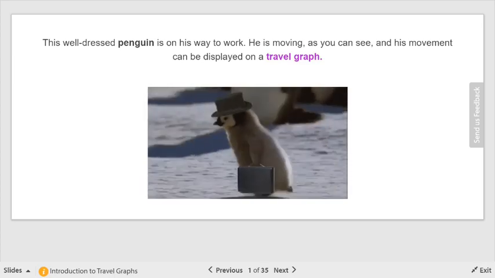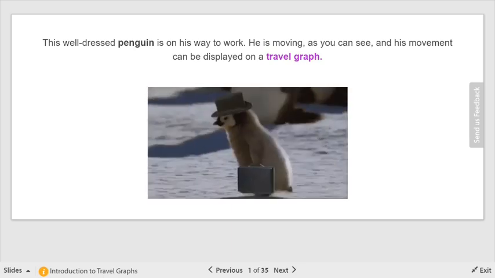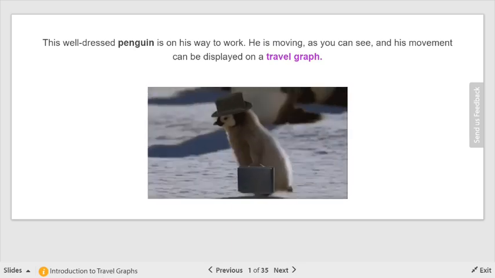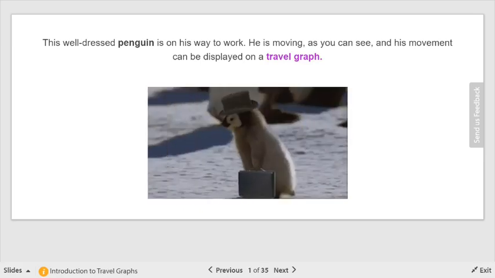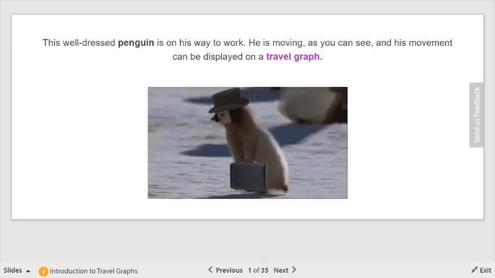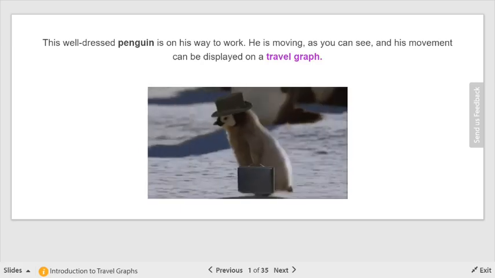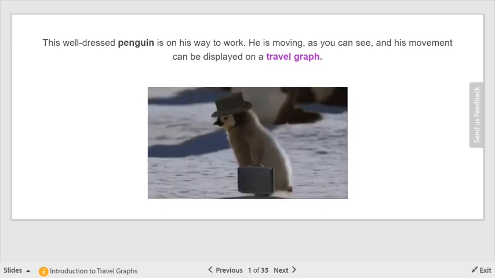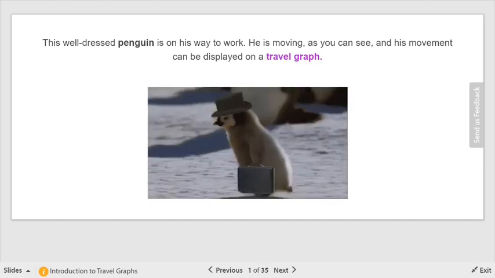As it's moving, the movements that you take when you're traveling somewhere can be displayed on what's called a travel graph. Do you think these kinds of graphs are always going to be linear, which means a straight line? No. If it were linear, that means you went at exactly the same speed the whole time. Usually they're going to be a jagged line, because you might not go the same speed all the time. Do you agree?